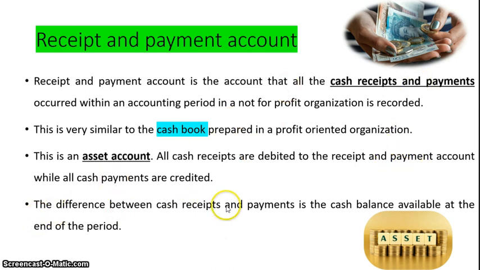The difference between cash receipts and cash payments is the cash balance available at the end of the period. So what is the difference? What is your carrying balance? Similar to the cash book, it is the difference between your cash receipts and cash payments. You do the brought forward, carry it down like that.